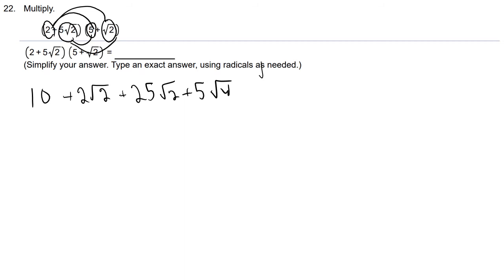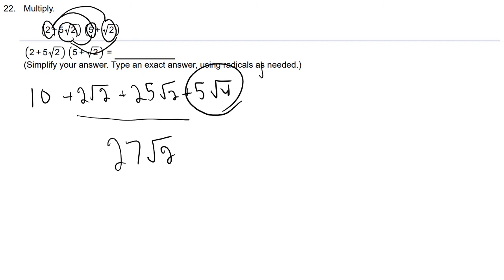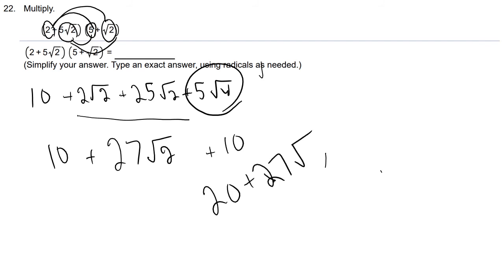In order to simplify all this out, we have these two combine to just 27 square root 2. And then this one can actually be simplified because the square root of 4, that's really a 2. So 5 times 2 is 10. I have a 10 in the front and a 10 in the back. So we're going to go ahead and combine those to be 20 plus the 27 square root of 2.